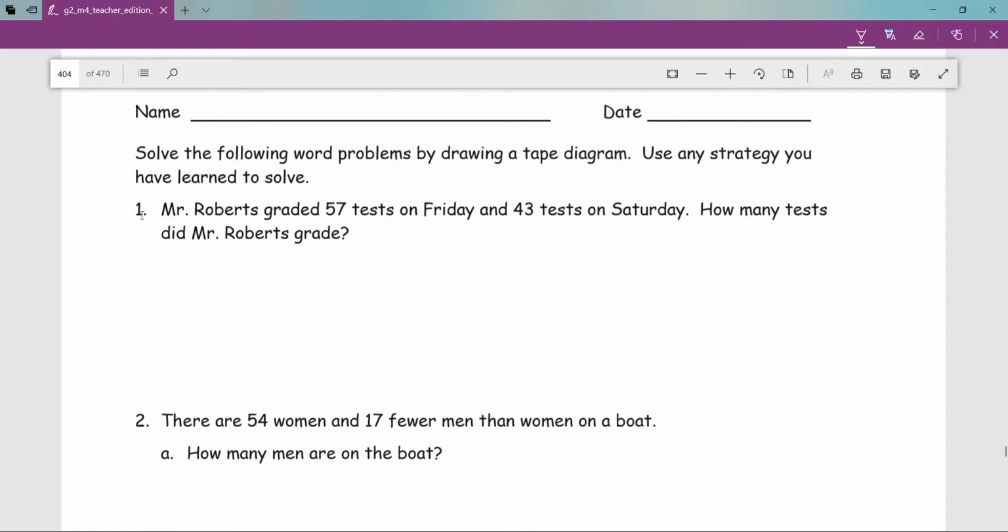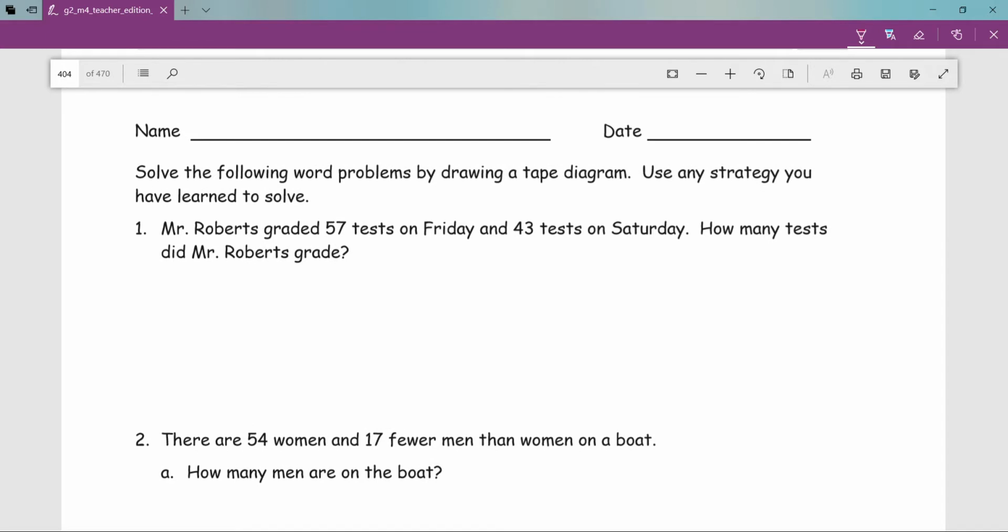So we're looking at number 1 from the problem set, which was a word problem. Mr. Roberts graded 57 tests on Friday and 43 tests on Saturday. How many tests did Mr. Roberts grade? Well, since we don't know the total, we know that we're going to have to add in order to get the total. So to do that, I'm going to start off by drawing out a tape diagram.